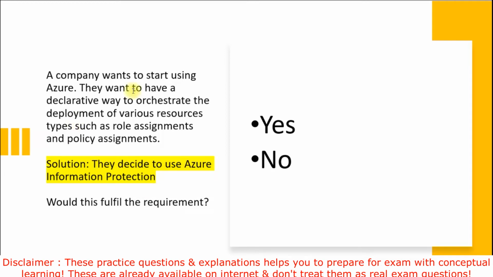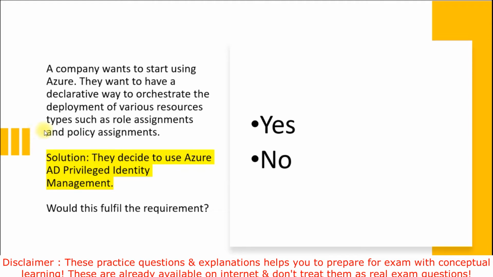But in this question, they are asking that they want to have a declarative way to orchestrate the deployment of various resource types such as role assignment and policy assignment. That is the task of Azure Blueprint. So in this question, they decide to use Azure Information Protection. So that's not correct. So we will go for no for this question. Let's talk about the next question now.